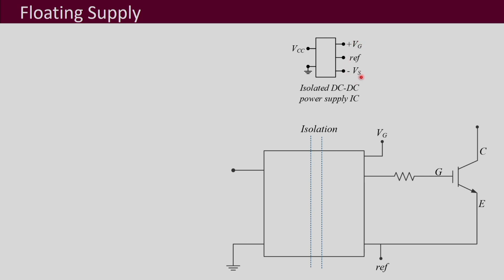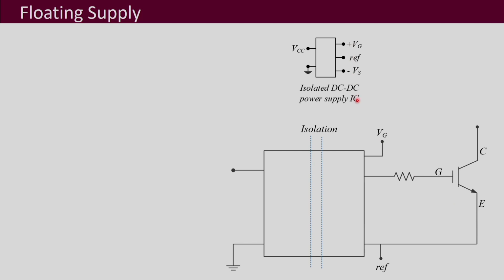And then usually they will have this kind of outputs, 3 terminals, where you have plus VG, that means whatever plus 15 volt or 18 volt, 20 volt, whatever is required by your power electronic device. Then it will have the reference, that is the common with respect to which this plus VG will be obtained. Then usually they may also have a negative output with respect to the reference, because many times these IGBTs or MOSFETs are given a negative voltage to turn off.